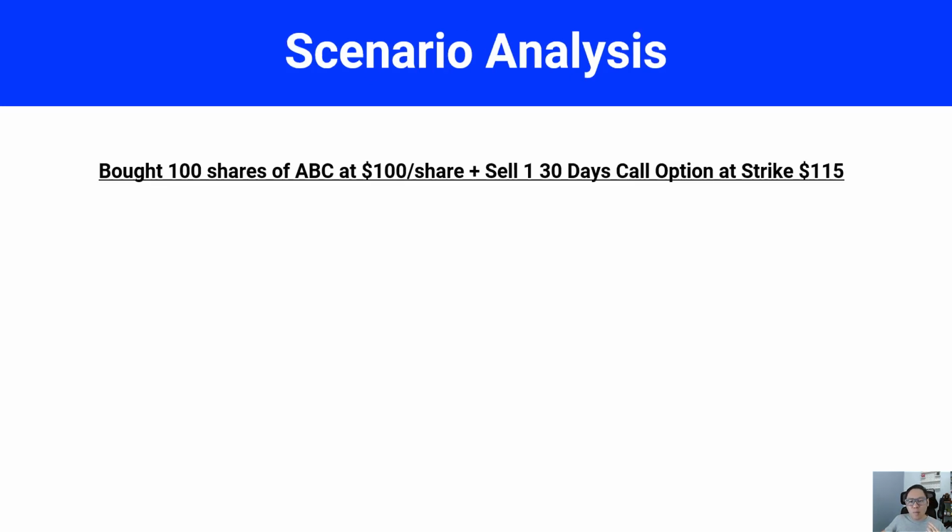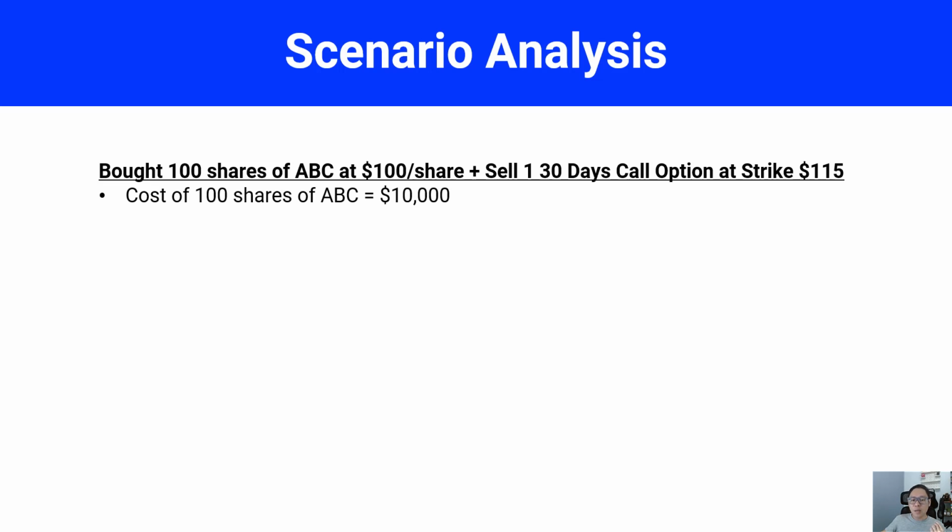Now, let's assume you like the fundamentals of stock ABC and wish to hold the stock long term. ABC is also paying a nice dividend of 4%, hence it might make sense to own the shares. You bought 100 shares at a cost of $100 per share. After buying the shares, you notice that there might be some short-term resistance at the $115 level. Hence, you decided to sell a call option at the $115 level.